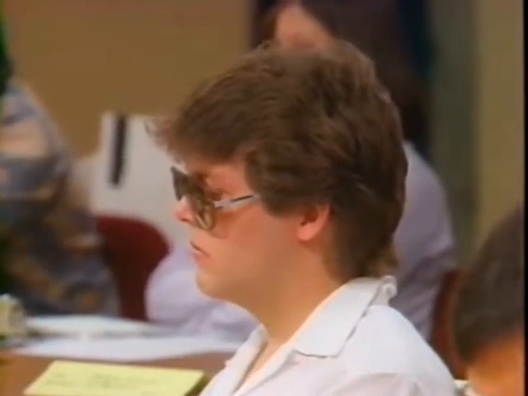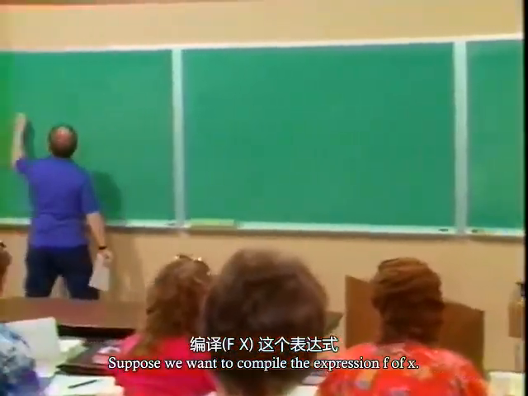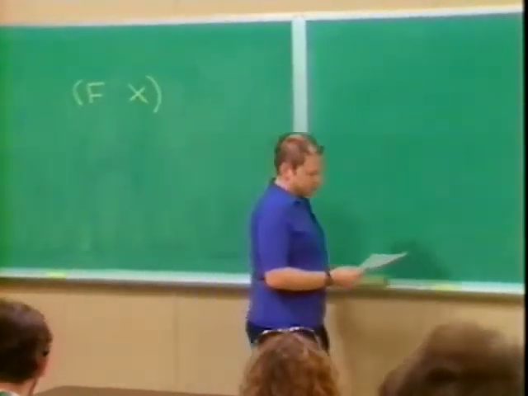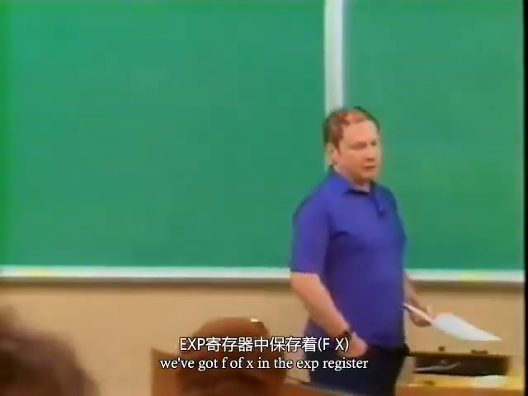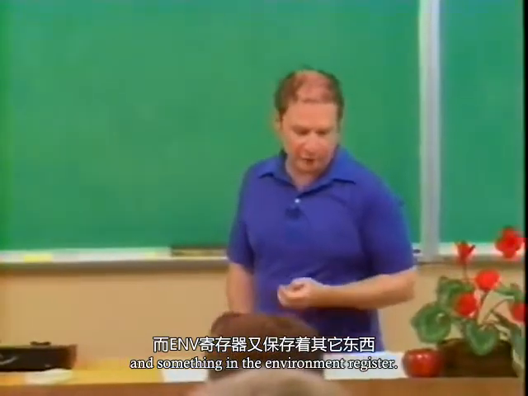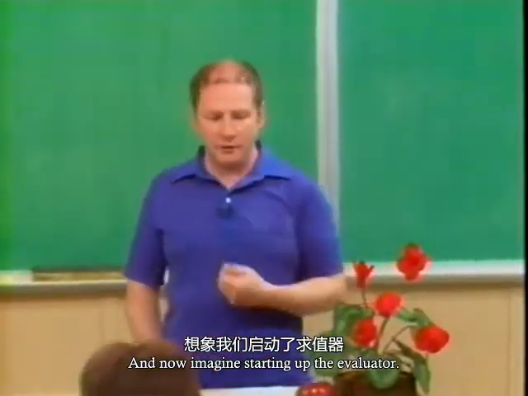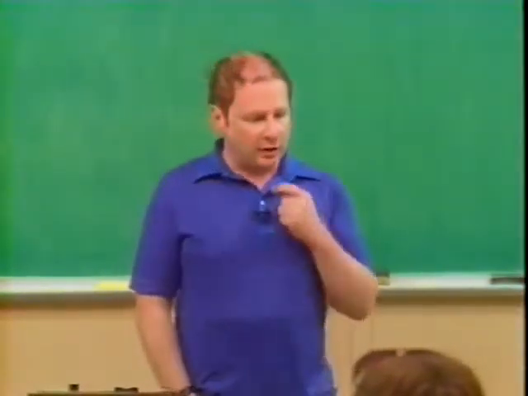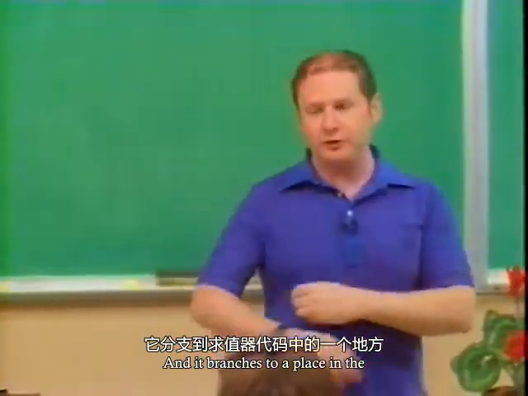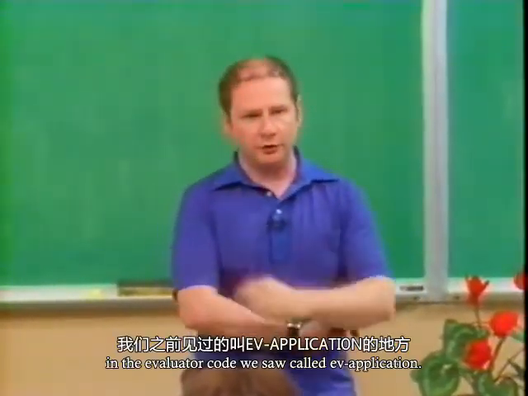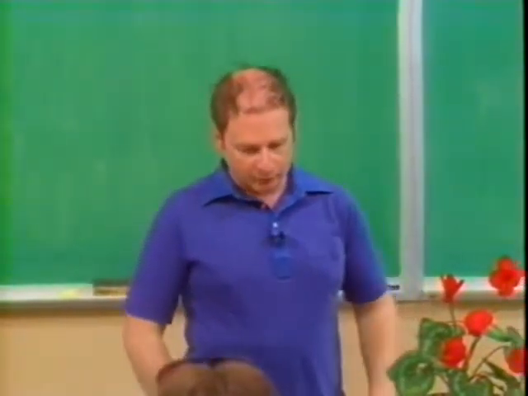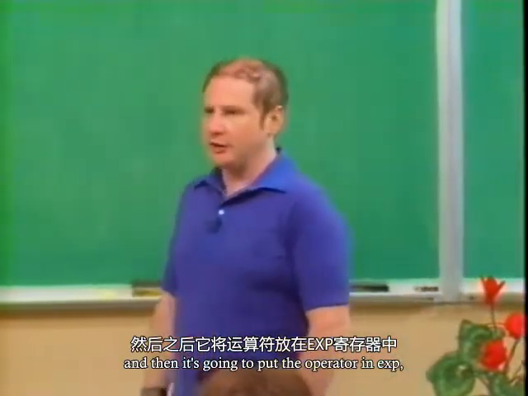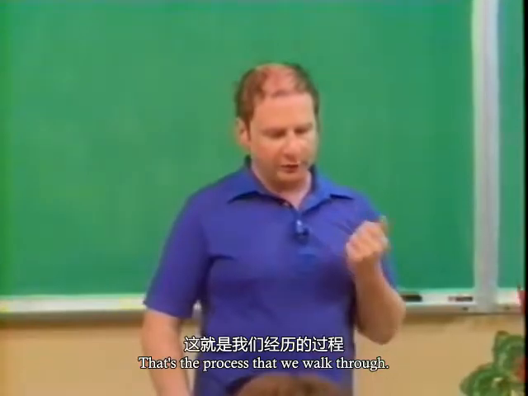Right, suppose we want to compile the expression f of x. So let's assume that we've got f of x in the exp register and something in the environment register. And now imagine starting up the evaluator. Well, it looks at the expression and it sees that it's an application. And it branches to a place in the evaluator code we saw called EV application. And then it stores away the operands in unev, and then it's going to put the operator in exp, and it's going to go recursively evaluate it. That's the process that we walked through.